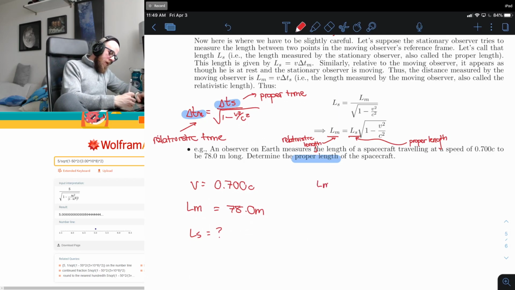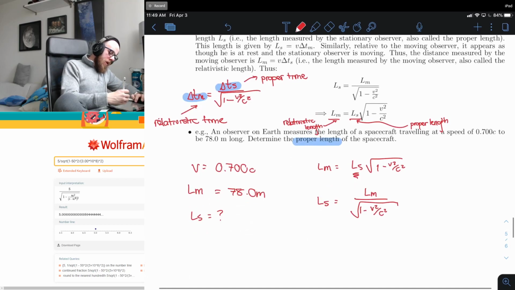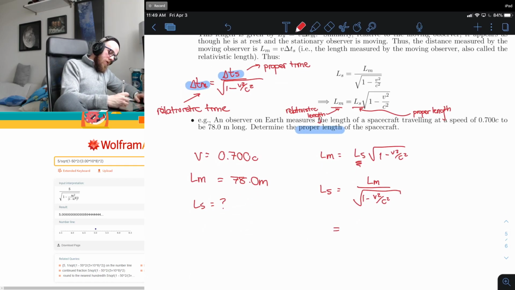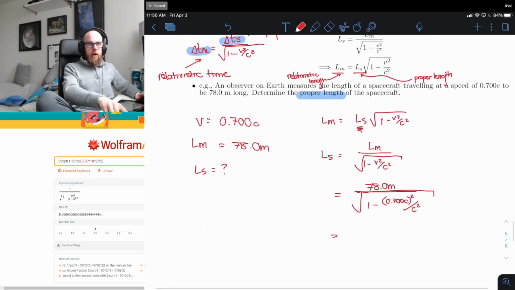Okay, so we find that LM is equal to LS times the square root of 1 minus v squared over c squared. Now because I'm looking for LS, I'm going to rearrange this, right? So I find that LS is equal to LM over the square root of 1 minus v squared over c squared. And I'm just going to plug in all the things that I have here. So LM is 78 meters over the square root of 1 minus v squared, so that's 0.700 c squared over c squared. All right, now I'm just going to plug this in, see what we get.